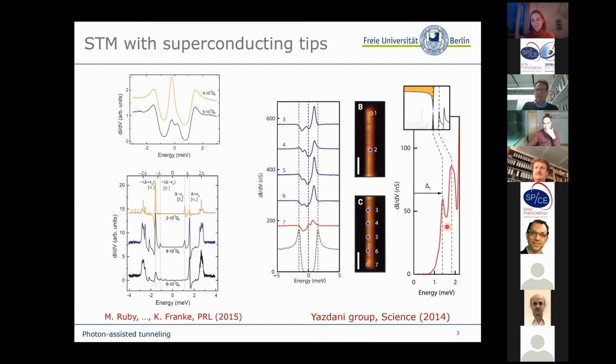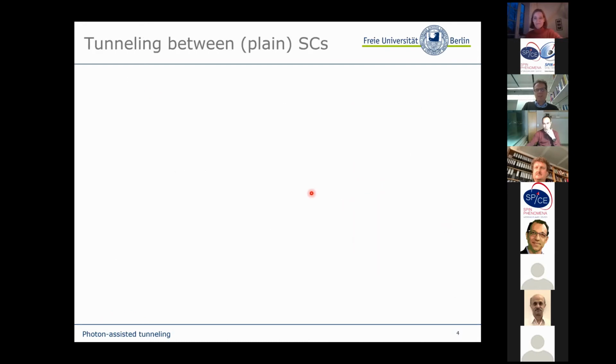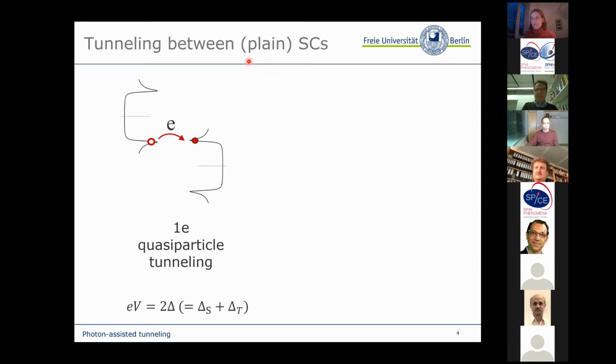Along with this higher resolution, though, comes an additional effort in order to interpret these results. And that is because tunneling between superconductors, even between plain superconductors, proceeds by a whole variety of processes. And one has to disentangle these processes. On top of it, of course, having so many processes also provides additional opportunities for getting information out of the sample.